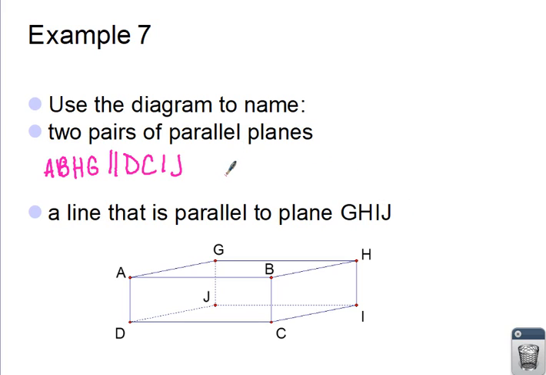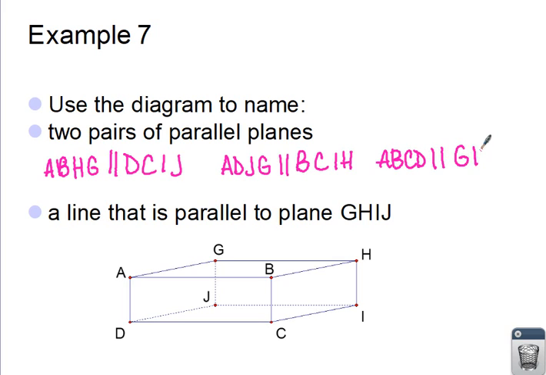We could also do the left and the right of the box. So we could go A, D, J, G, and that would be parallel to B, C, I, H. That's another pair of parallel planes. We also have the front of the box and the back of the box. So A, B, C, D is parallel to G, H, I, J. Those are all pairs of parallel planes in this box that we have down here.